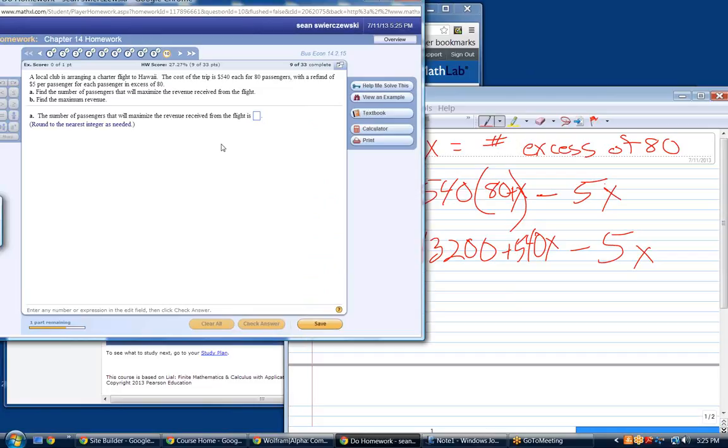Let's come back. If you click the help me solve this, it'll probably show you how to set it up at least. Oh, help me solve this. Okay, let's do it.